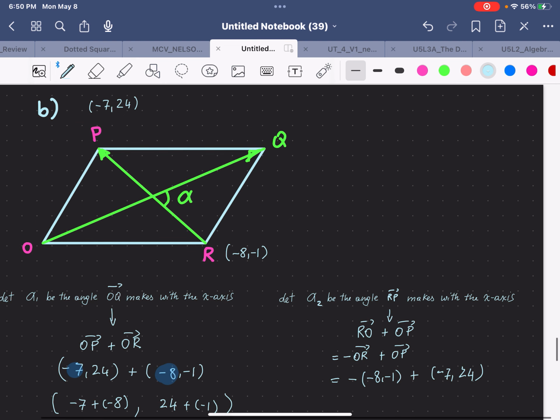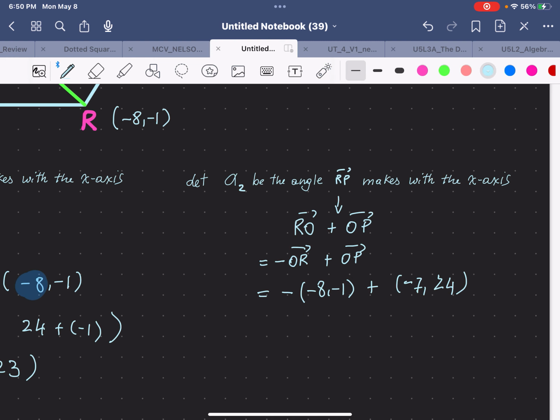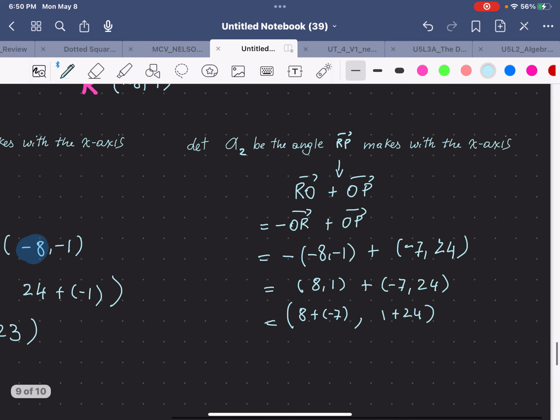There we go, right here. So let's simplify. We have 8 and 1 for -OR and -7 and 24. So together they will make 8 plus -7. That would be the x coordinate. And 1 plus 24 will be the y coordinate. So therefore, coordinates of RP are 1 and 25.